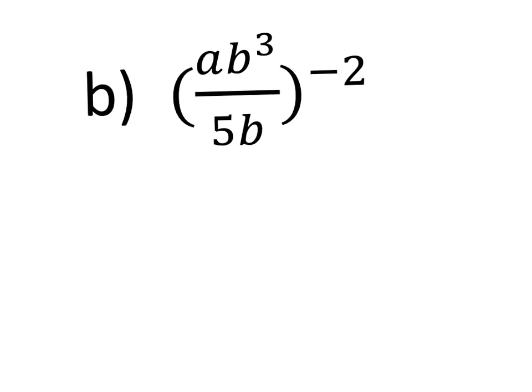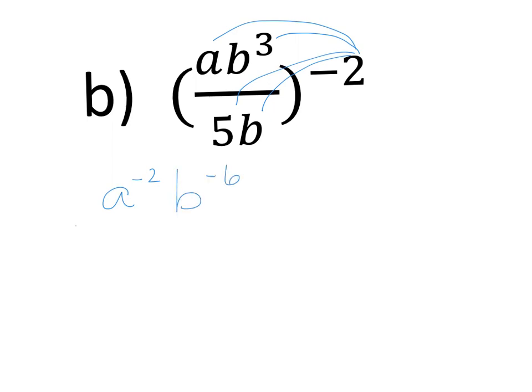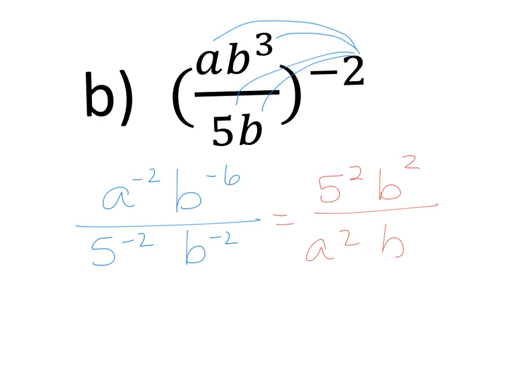Okay, all right, so now let's try this guy. So we're going to put the negative 2 in, again, to all 4 positions, anything with a base. Okay, so I've got a to the negative 2, b to the negative 6, 5 to the negative 2, and b to the negative 2. Now, once again, since these are all negatives, we're just going to flip-flop. The bottom's going to move up, and the top is going to move down. Okay, so when I do that, I've got 5 squared, b squared moved up, a squared, and b to the 6th moved down. Okay, now we do have to clean it up.